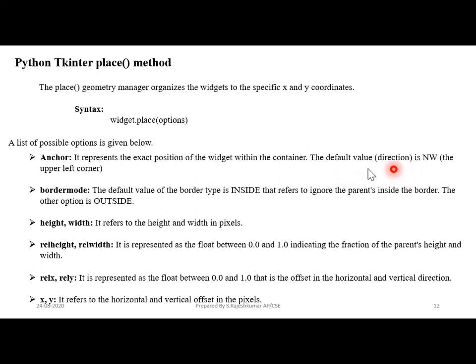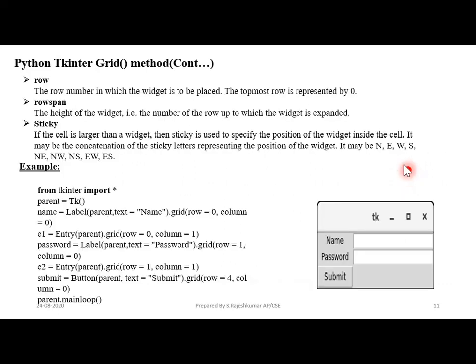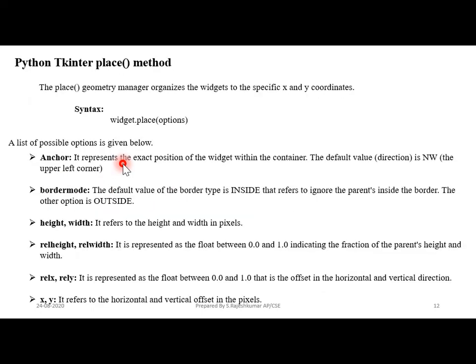By using the direction. There are direction values that we have seen in our previous video lecture: north, east, west, south. So there are string phrases such as NE, NW, SE, SW. When you use NW, it is northwest. It represents the upper left corner. So when you need a widget to be placed in the upper left corner, you just give the anchor option. Could you understand this?